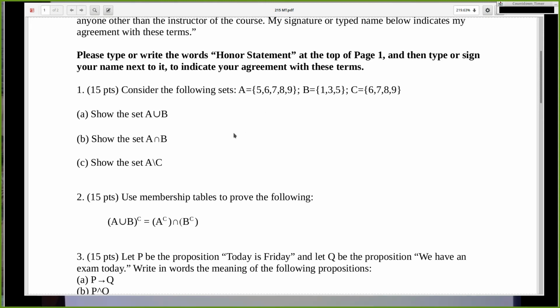A slash C, it's a backslash, not a forward slash. That's A, take away C, it's a subtraction. It's the complement of C in A.